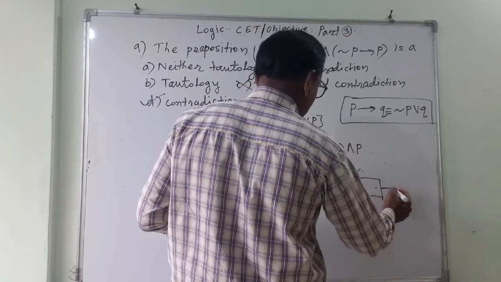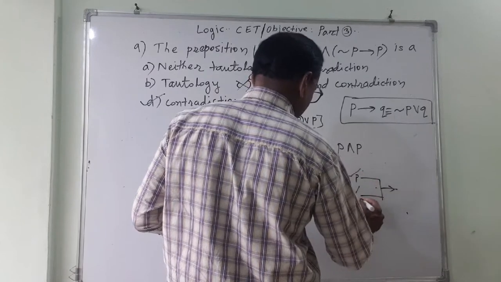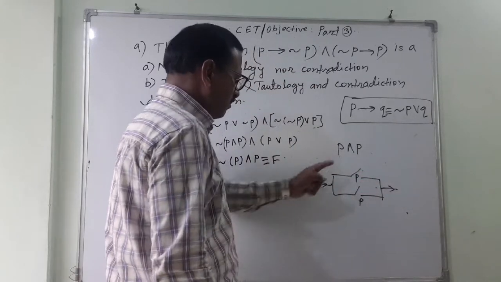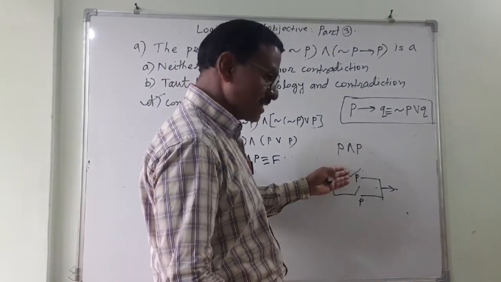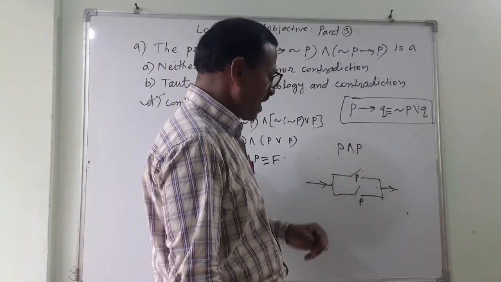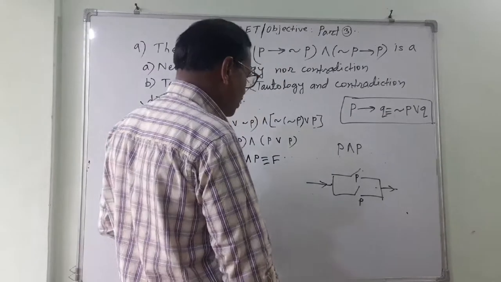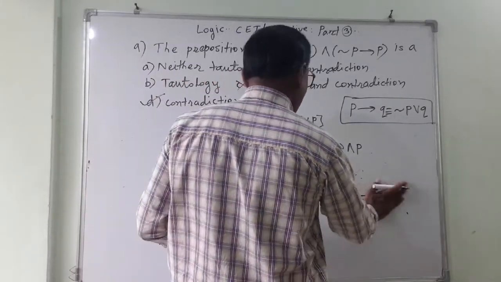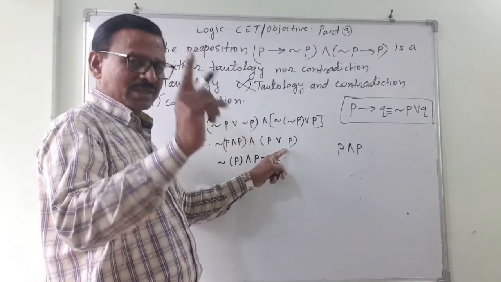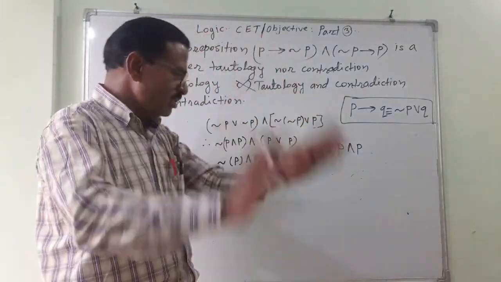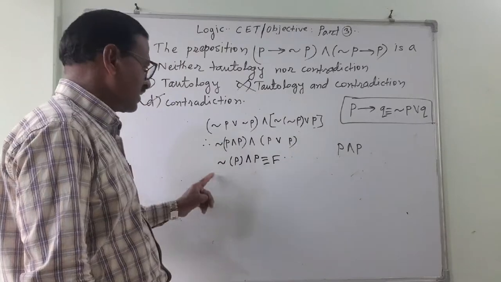Current, P, P. If this is on, this is on. If this is off, this is off. That means this same switch is used in parallel. No need to use it. So it is only P. P or P means P. P and P means also P. And outside it is negation.